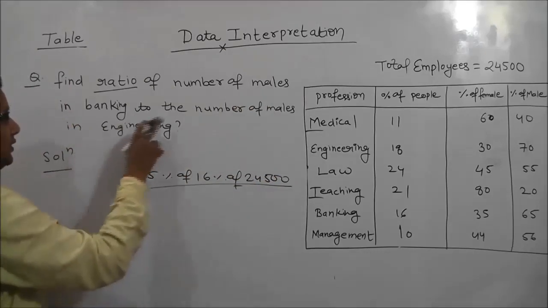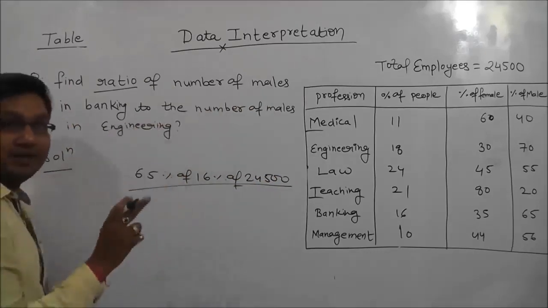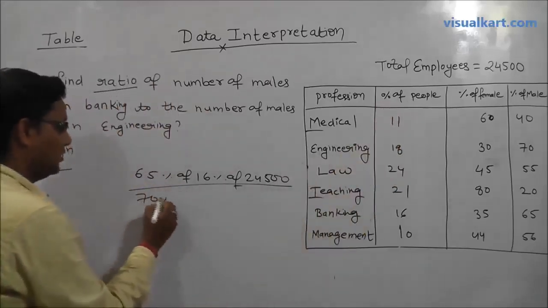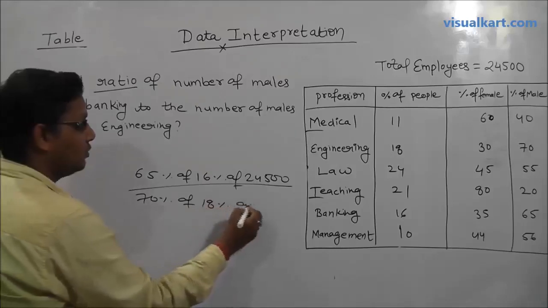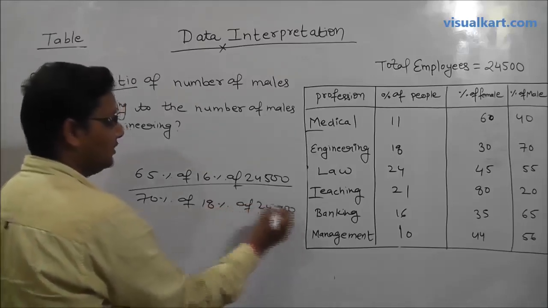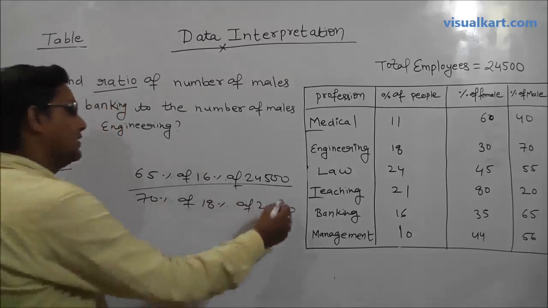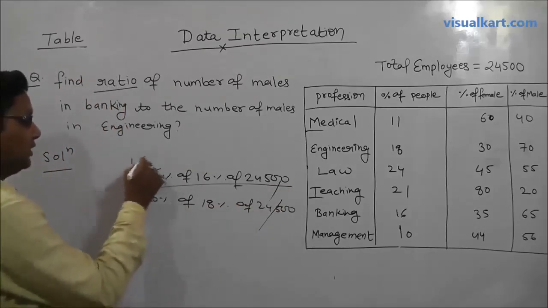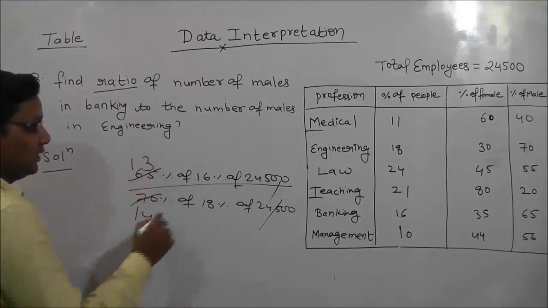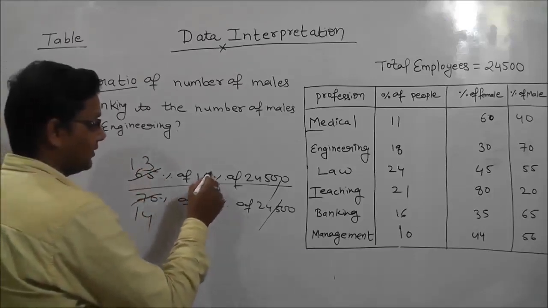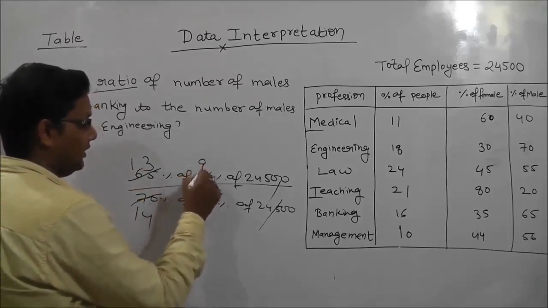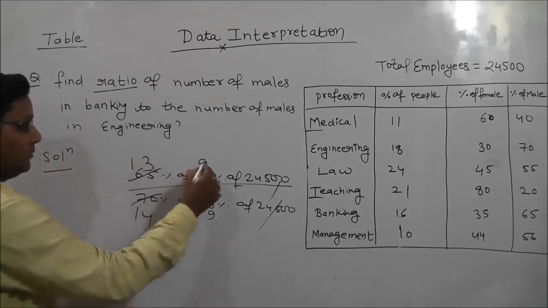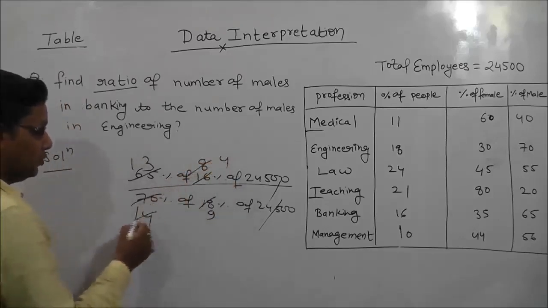And the number of males in engineering, how much is that? Males in engineering is 70% of 18% of 24,500. So this is the ratio. So this gets cancelled. These two we can simplify, that is 5 into 13, 5 into 14. And here 2 into 8, 2 into 9. And further we can simplify 2 into 4 and 2 into 7.